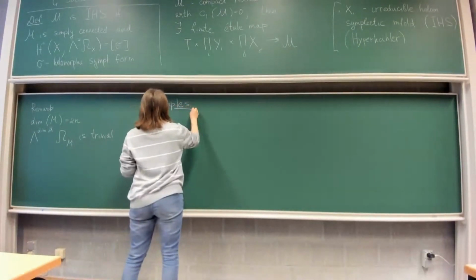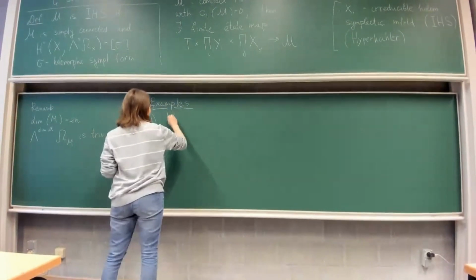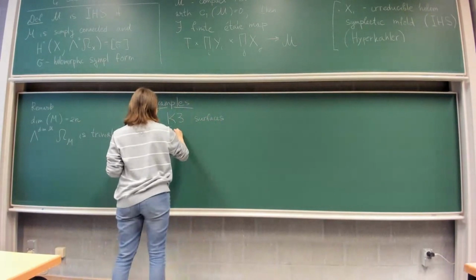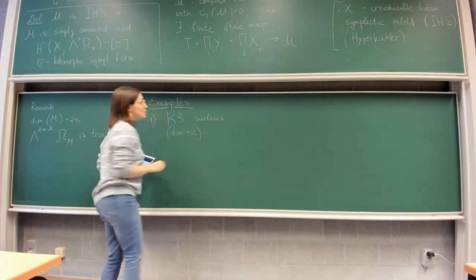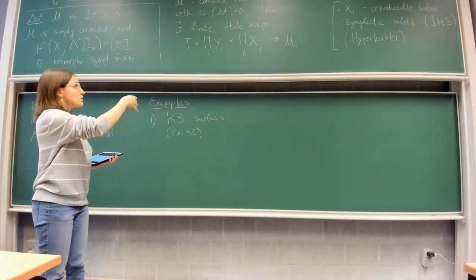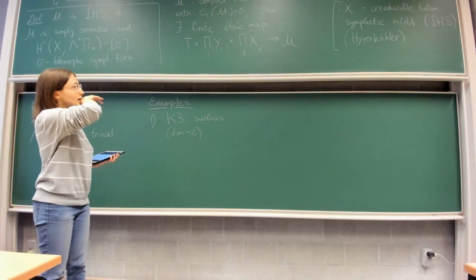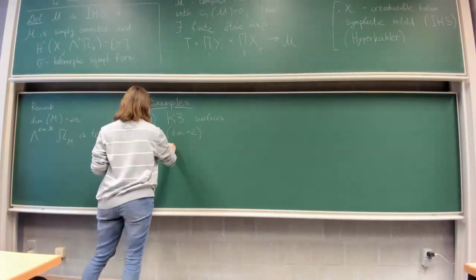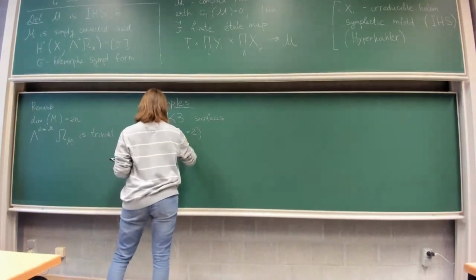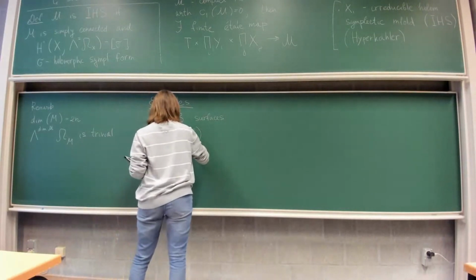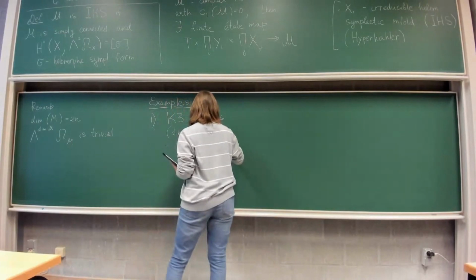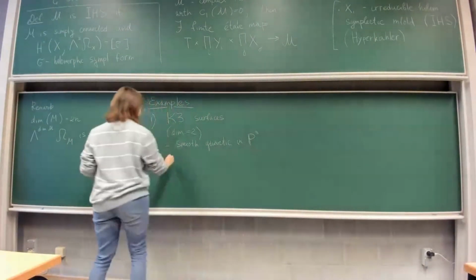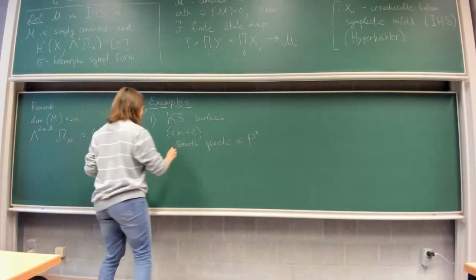So let's do some examples. So one example that probably a lot of you would know is K3 surfaces. So this is complex dimension 2. So in dimension 2, Calabi-Yaus and irreducible holomorphic symplectic manifolds, I guess, are the same thing, and the only example is the K3 surface. And some examples of how to construct K3 surfaces: one thing is a smooth quartic and check using adjunction that the canonical bundle is trivial.